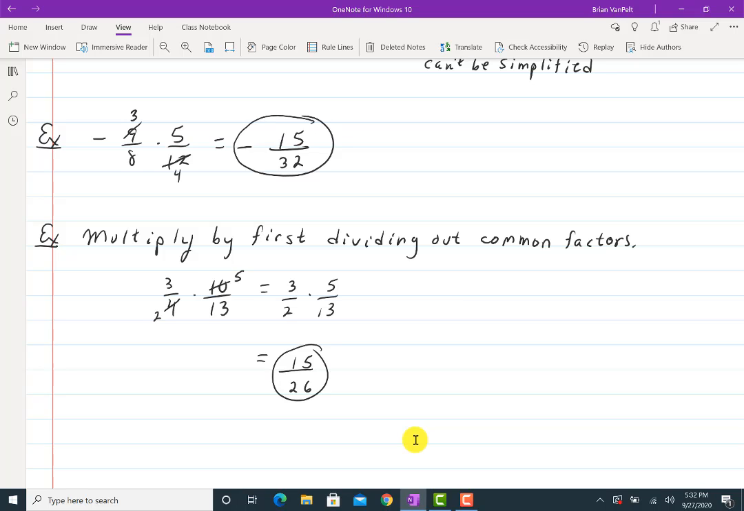So in this way, you can save yourself probably the most time and most effort by trying to do the cancelings before you actually multiply them together. We're going to spend some time doing these.